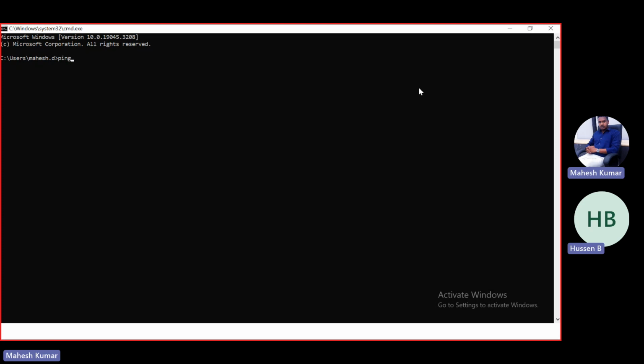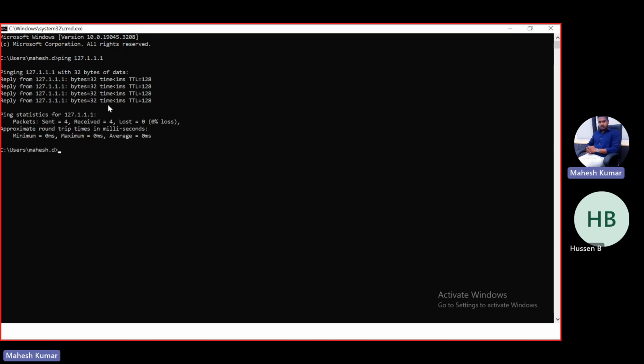Self-diagnose means, like, ping 127.0.0.1. If it is pinging, it means my NIC card is working fine. That we call a loopback. This 127 is nothing but for testing purposes, the network NIC card testing purpose.